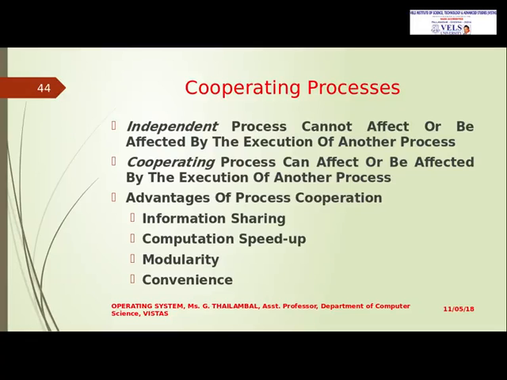What is a cooperating process? A cooperating process is one where whenever a process fails, it will affect the other process which is executing. So all other processes will also get stopped. That is called a cooperating process. The independent process will not affect other processes, while a cooperating process will affect other processes also, right?